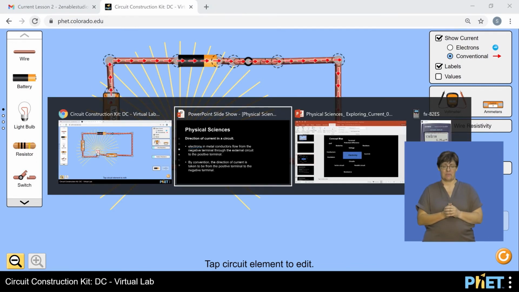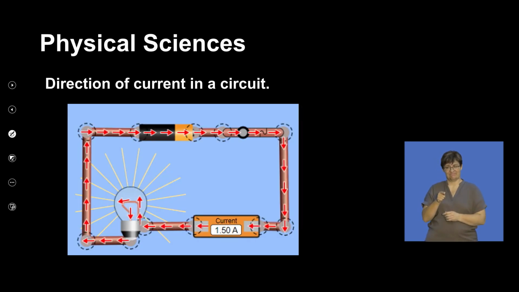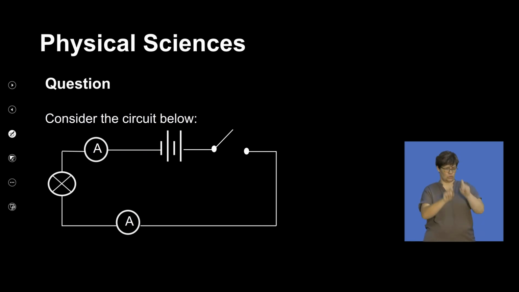Okay, let's go back to our simulation. So by convention, the direction of current is taken to be from the positive terminal to the negative terminal, as we have demonstrated. Right, okay, so this is what we meant as far as the conventional current. So that's our positive to negative. So that's our positive terminal to negative terminal. All right, okay, questions now.